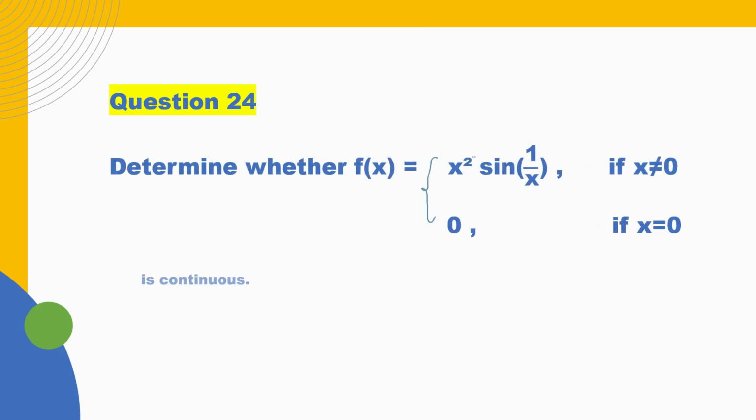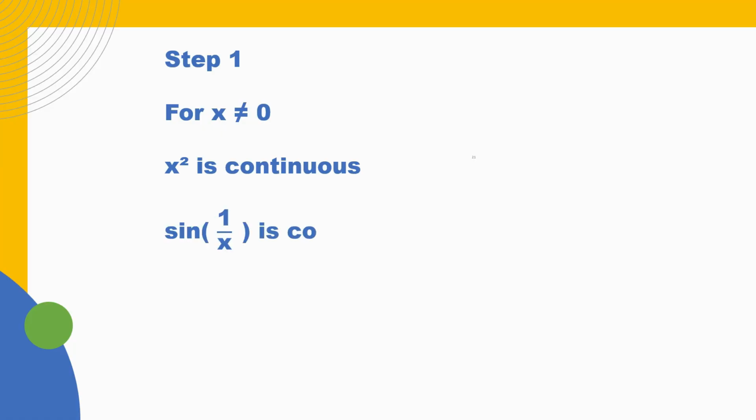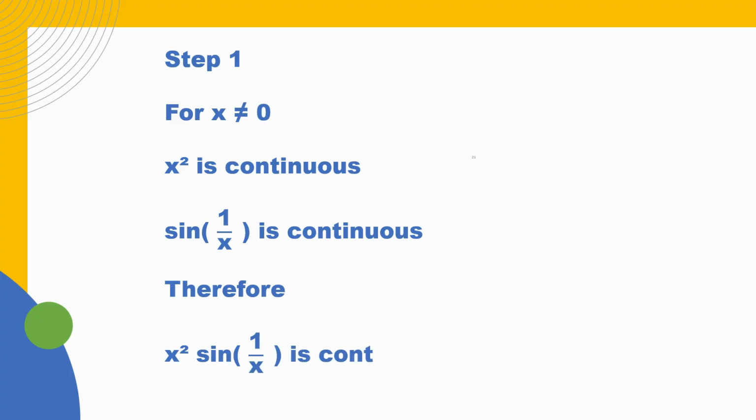Now, let's check question number 24 from the exercise 5.1. This is one of the most famous questions in the continuity chapter. Many students get scared because they see sine of 1 upon x. But don't worry, we will understand the idea instead of memorizing the solution. For all real values of x except 0, we know that x squared is continuous and sine of 1 upon x is also continuous. Therefore, x squared multiplied with sine of 1 upon x is also continuous.